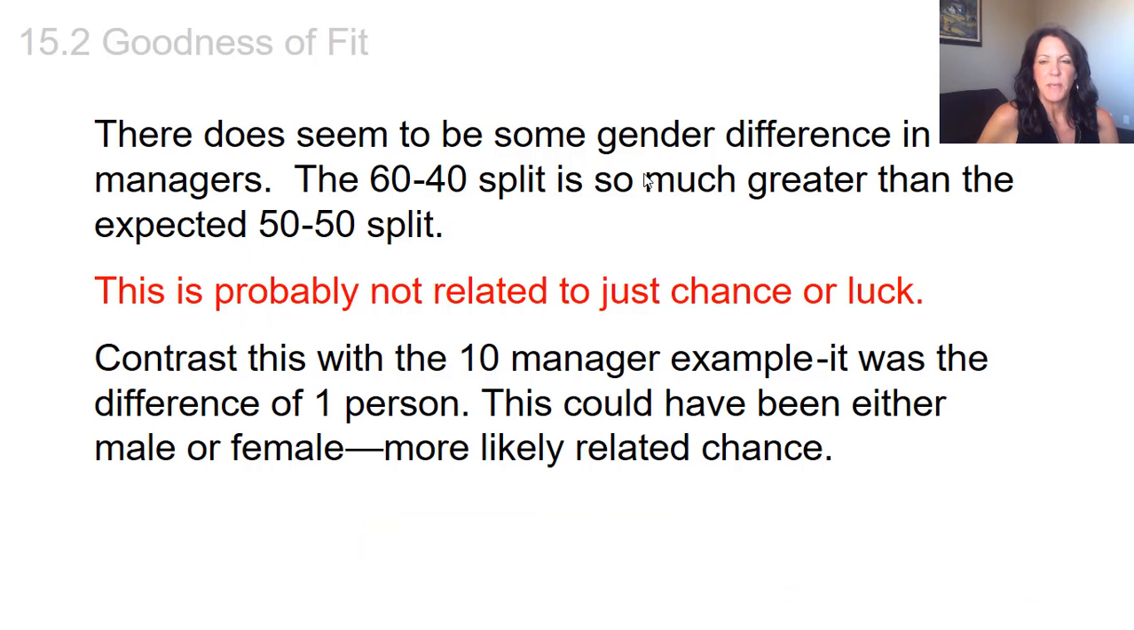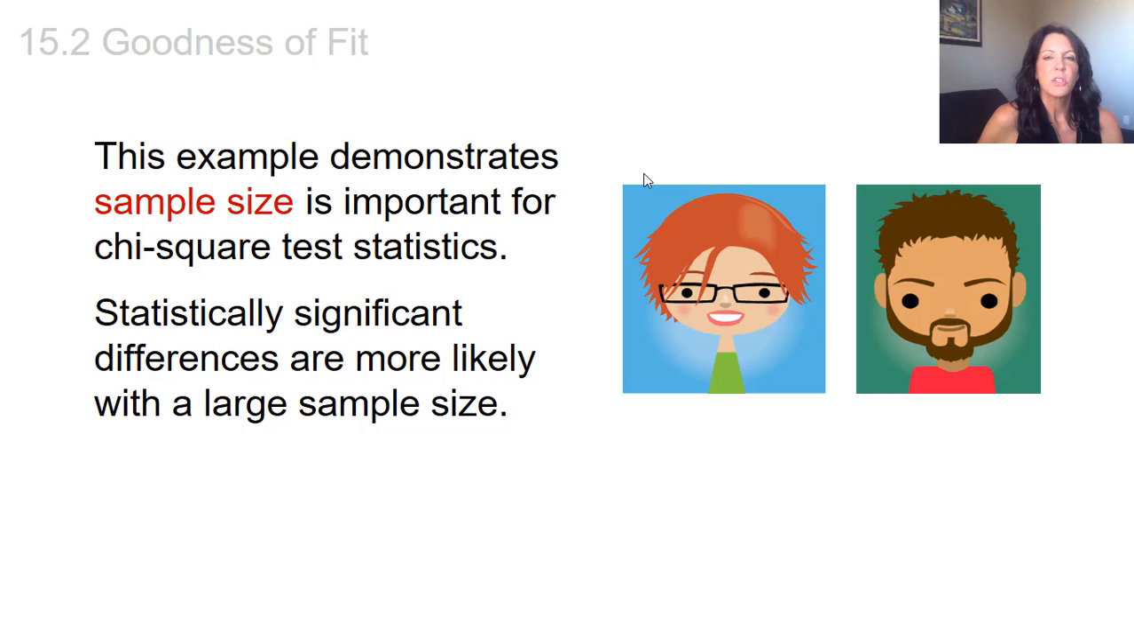So there does seem to be some gender differences when you split it out amongst 100 managers. A 60-40 split becomes significant. It's probably not just related to chance or luck at this point. So if you contrast this with the 10 manager example, that was only a difference of one person, and that can happen. It could have been related to chance. So this example shows that sample size is really important when we're doing our chi-square statistics. Statistically significant differences are more likely to show up when we have a larger sample size.